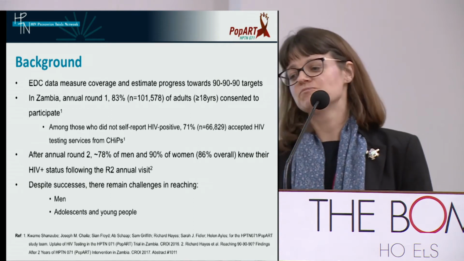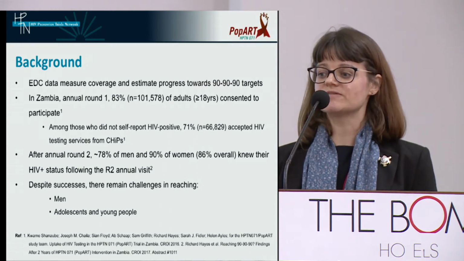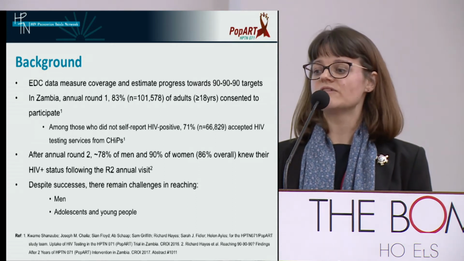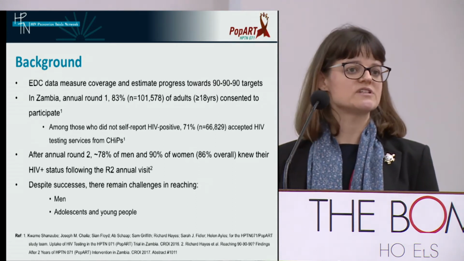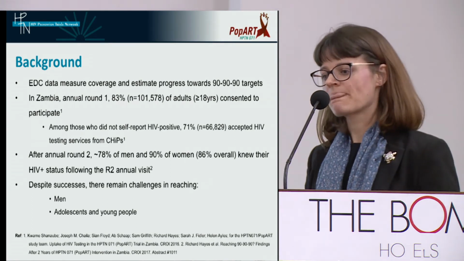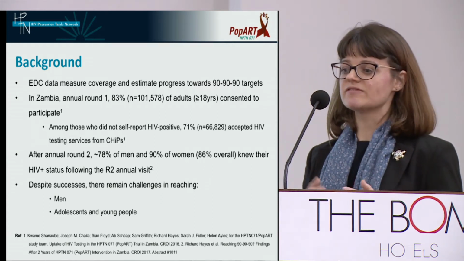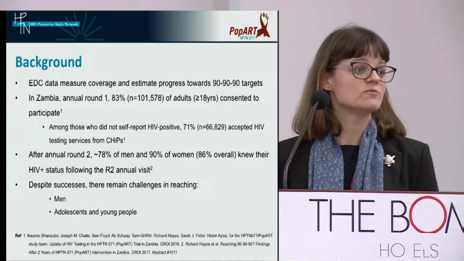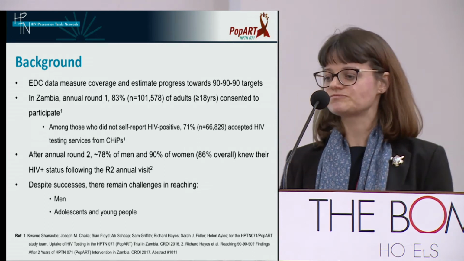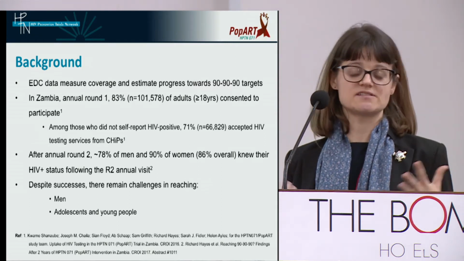So in Zambia, for example, at the end of annual round 1, 83% of the individual adults that were enumerated consented to participate. And of those who did not self-report that they were HIV positive, 71% accepted an offer of HIV testing from the CHIP. After annual round 2, thinking about the 90-90-90s, about 78% of men and 90% of women were aware of their HIV positive status. So that is about 86% overall.